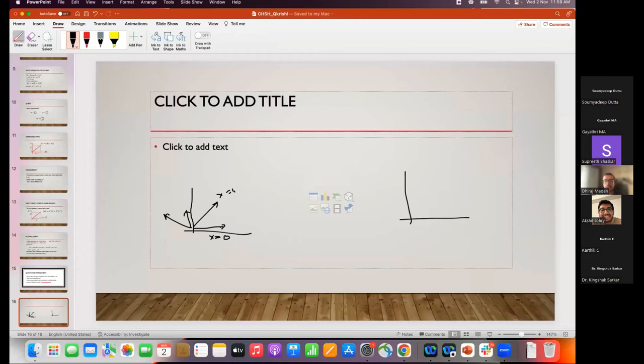Similarly for Bob, if the input is 0, he makes a measurement in the basis which is rotated by an angle of pi by 8. So this is pi by 8. And if it is 1, then he makes a measurement in the basis which is rotated by minus pi by 8, which is like pi by 8 rotated in the opposite direction. So this is for y equals 0, and then this is for y equals 1.